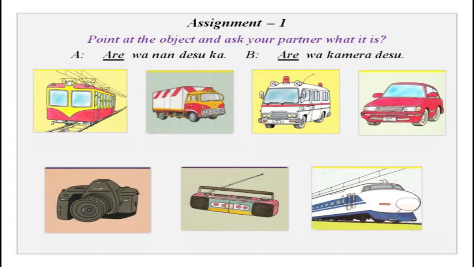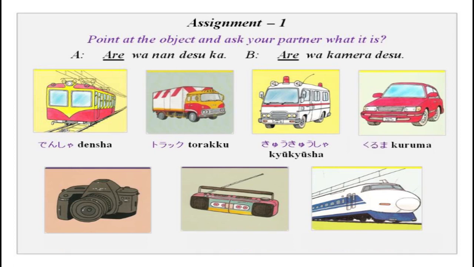The words were given in English and you were supposed to give the equivalent in Japanese. So, here are the words for you. I hope you have done it properly. Densha, torakku, kyūkyūsha, kuruma, kamera, rajikase, Shinkansen. All the meanings are given in the vocabulary section and also you can make out from the pictures what these objects are.